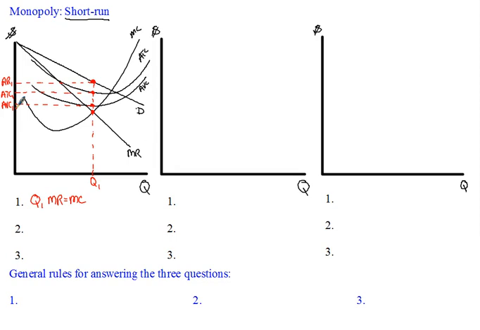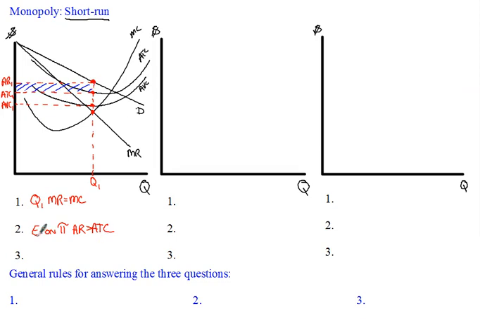So question number two, is the firm operating at a profit or a loss? The answer to that is that this firm is operating at an economic profit. How do I know it's an economic profit? I know it's an economic profit because the average revenue is greater than the average total cost. So the firm is operating in an economic profit, and that economic profit is right here between average revenue and average total cost.